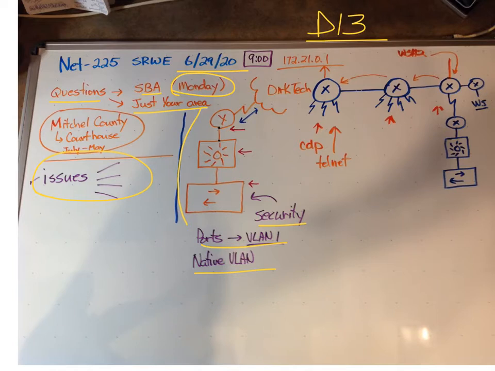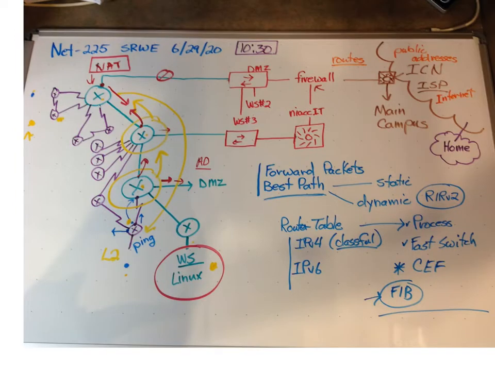And here's the general layout of the network that we've talked about many times. They did a little bit of research on this extra router and workstation. Then we used this scenario to talk about some routing topics. Talking about routers, forwarding packets, finding the best path.